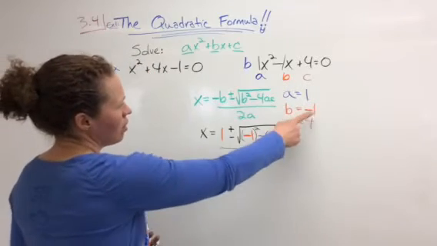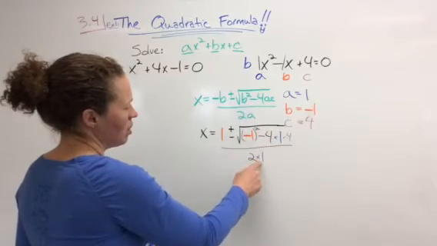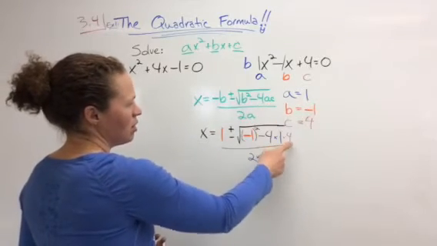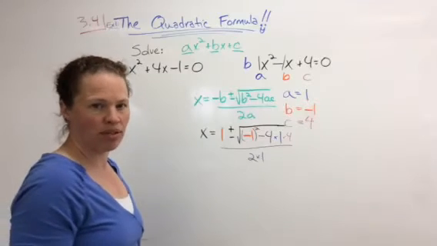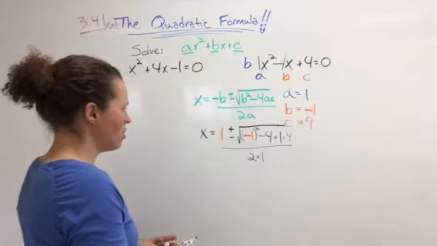So we've got our B in where it goes, we've got our A in where it goes, and we've got our C here at the end. That's going to be the same pattern every time. That's what the formula is about. Now we're just going to simplify it.